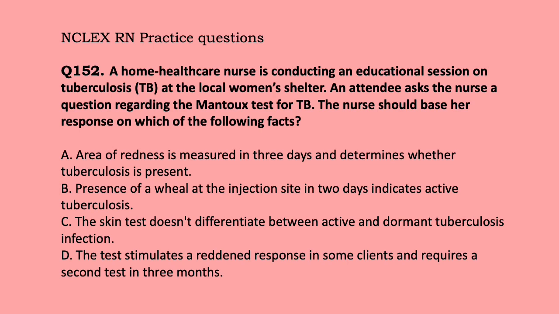NCLEX RN Practice Questions. Question 152. A home healthcare nurse is conducting an educational session on tuberculosis, TB, at the local women's shelter. An attendee asks the nurse a question regarding the Mantoux test for TB. The nurse should base her response on which of the following facts? A. Area of redness is measured in 3 days and determines whether tuberculosis is present. B. Presence of a wheal at the injection site in 2 days indicates active tuberculosis. C. The skin test doesn't differentiate between active and dormant tuberculosis infection. D. The test stimulates a redden response in some clients and requires a second test in 3 months.